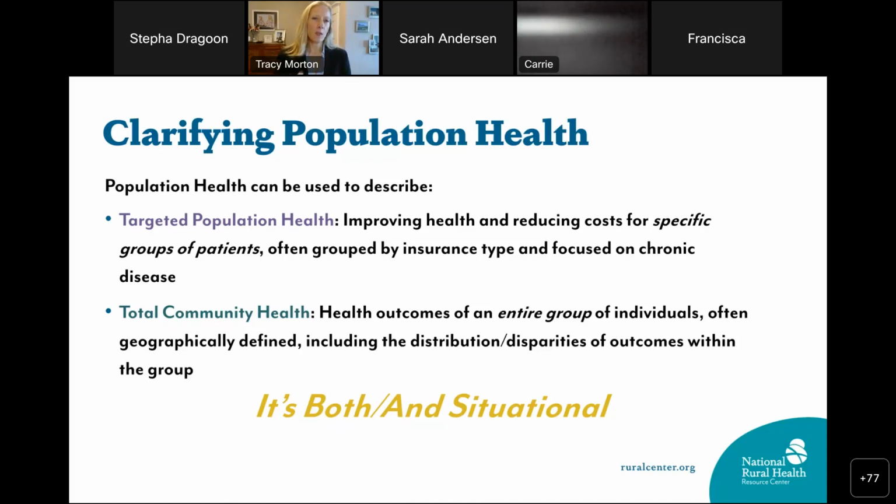The reason why talking about targeted versus community population health is important is not just to understand what one another are talking about, but really it ties a lot into resources. What's the time, energy, money that we're going to put into a specific effort as well.